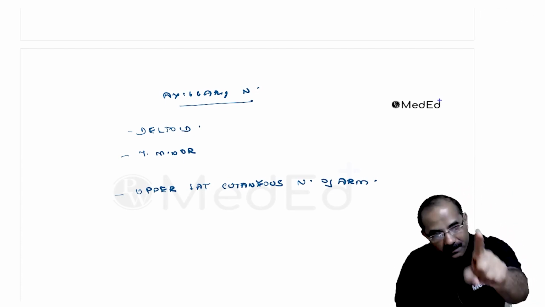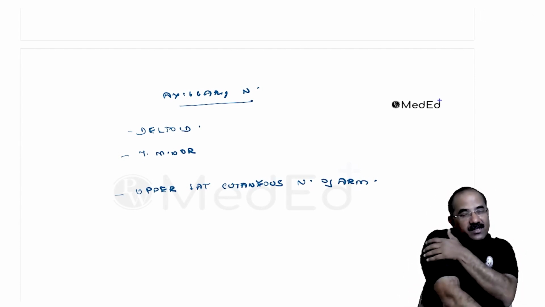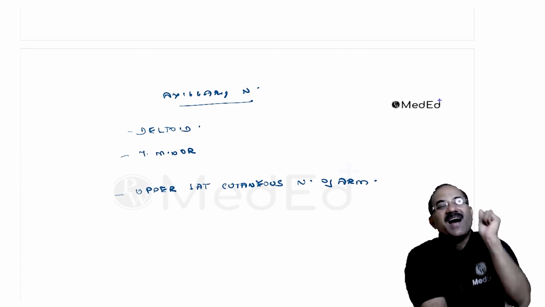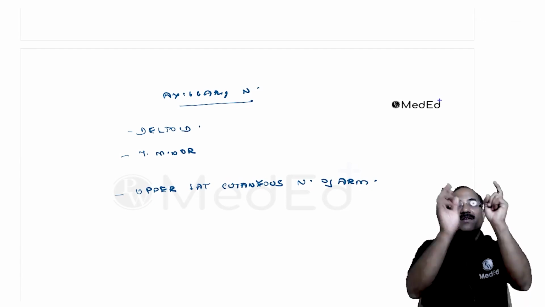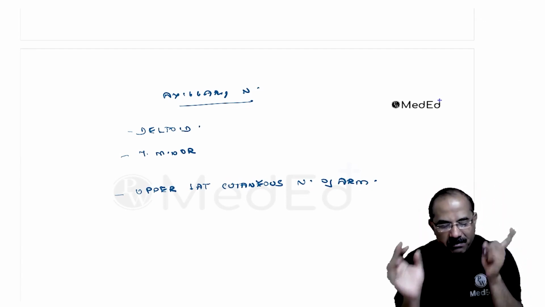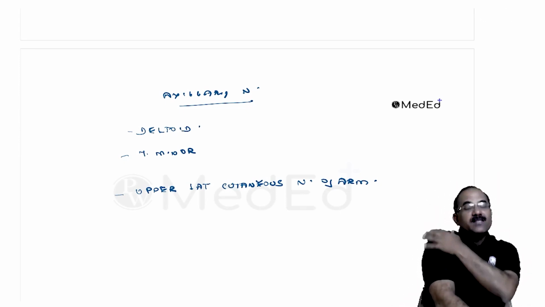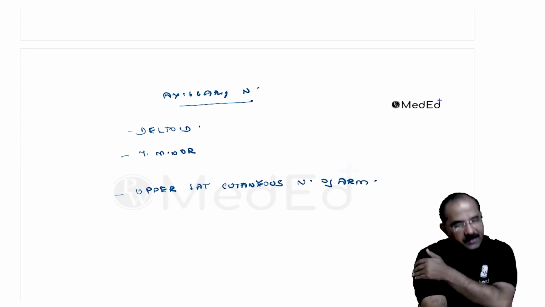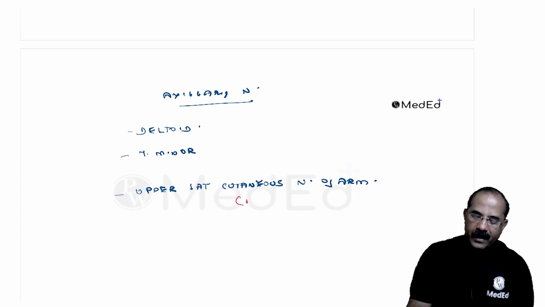And if there's damage to this axillary nerve, there's a loss of sensations here on the upper lateral aspect of the arm. You've seen army people, they put a badge here. What will you call that? Regiment badge. So if there is damage to the axillary nerve, there's a loss of sensations here on the upper lateral aspect of the arm, and this is what we call the regiment badge sign.